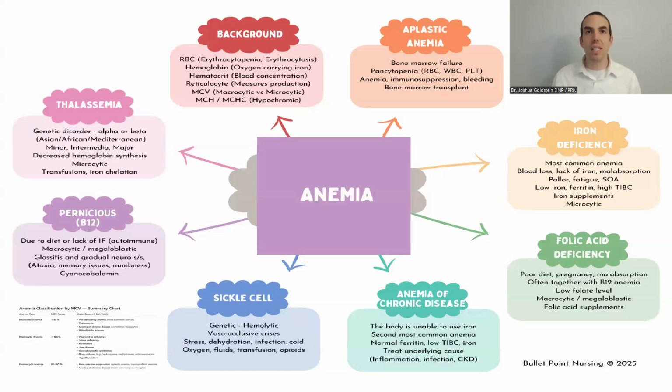RBCs are red blood cells. These are produced in the bone marrow. The production of red blood cells, by the way, is called erythropoiesis, and it is stimulated by erythropoietin. Erythropoietin is produced and secreted by the kidneys, and that stimulates red blood cell production. If a patient has erythrocytopenia, meaning they have low red blood cells, then your patient's anemic.